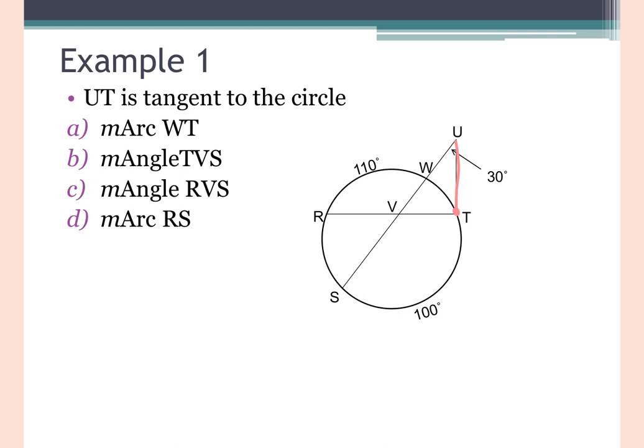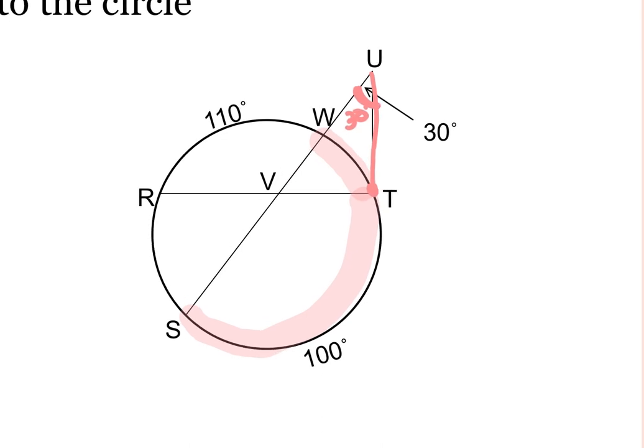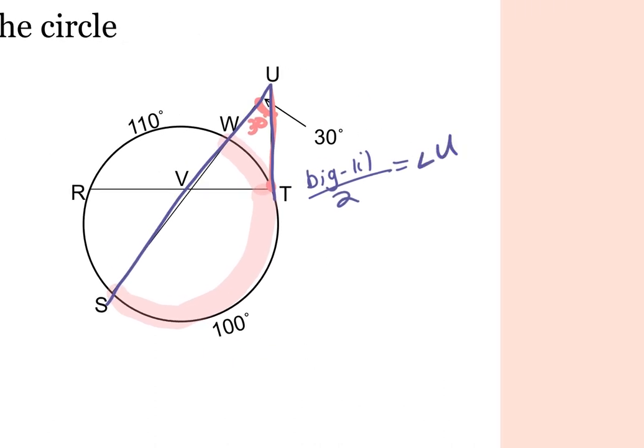Then you need to find arc WT. So arc WT is here. And the only measurement I'm given on this is the angle. And then I'm given the arc here. So in this scenario, this is when I start drawing the sides of the angle. They would look like this and like this. That is a tangent and a secant. So this is my big arc minus little arc divided by 2 equals the outside angle.